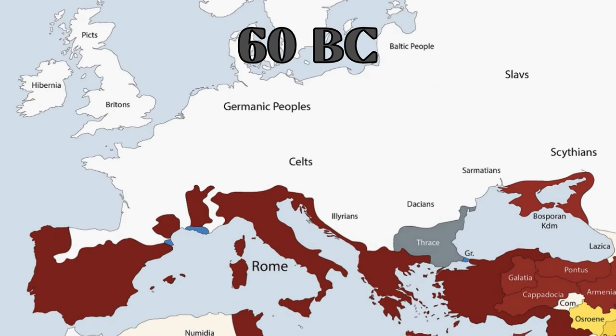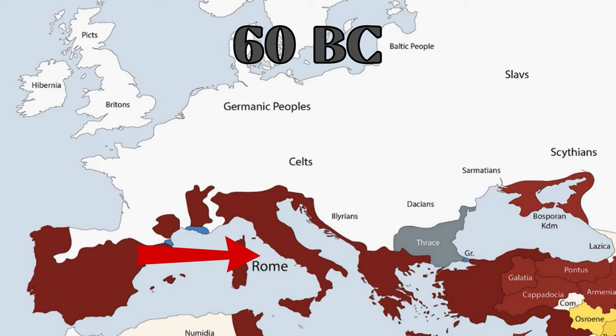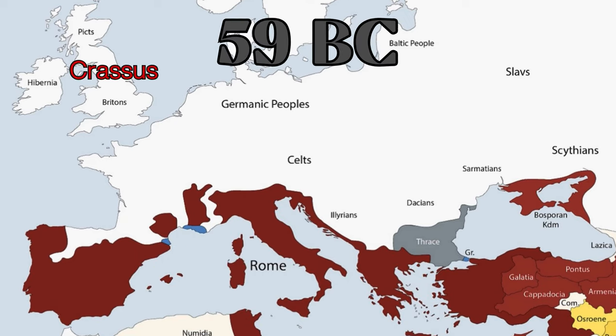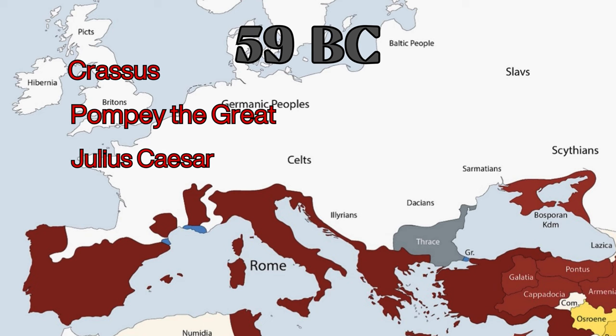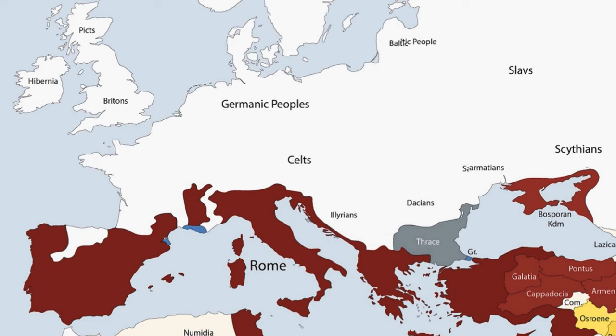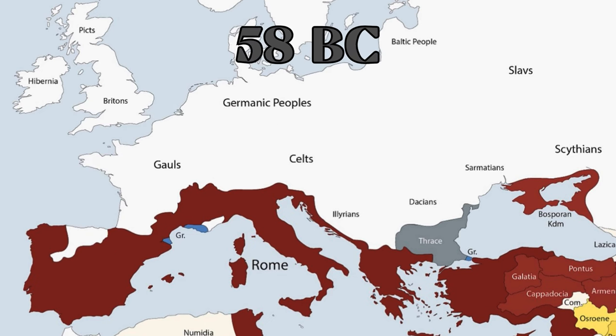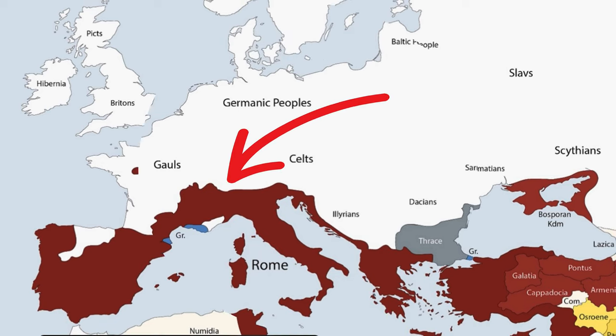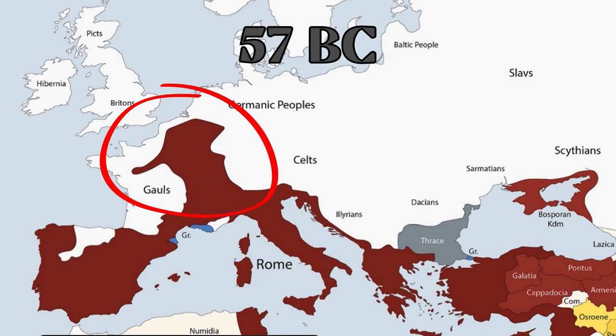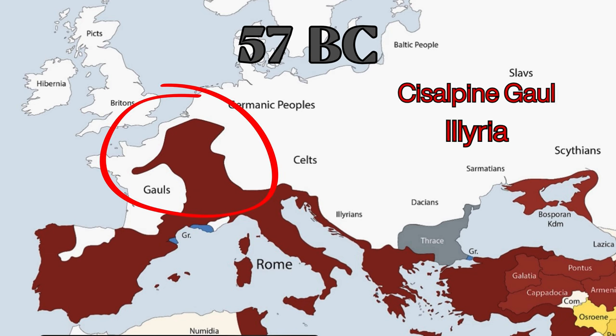60 BC. In Rome, the first triumvirate between Crassus, Pompey the Great, and Julius Caesar was established, marking a political alliance among them. 58 BC. Caesar achieved a significant victory in the Gallic Wars against the Helvetii and Germans, and was appointed proconsul in Cisalpine Gaul, Illyria, and Transalpine Gaul.